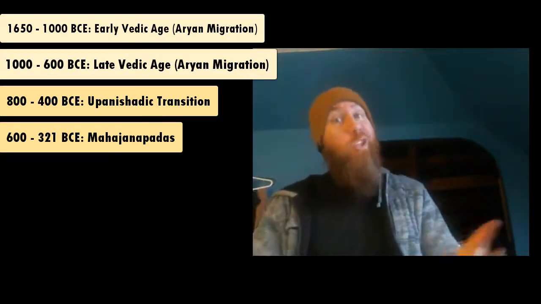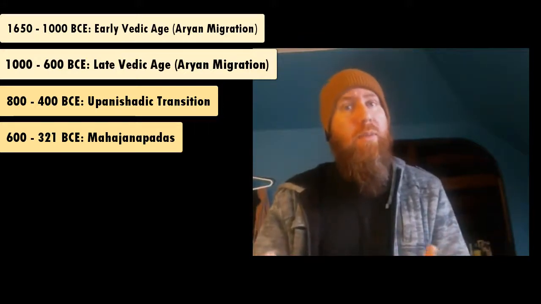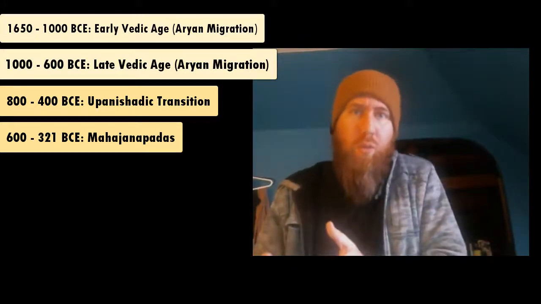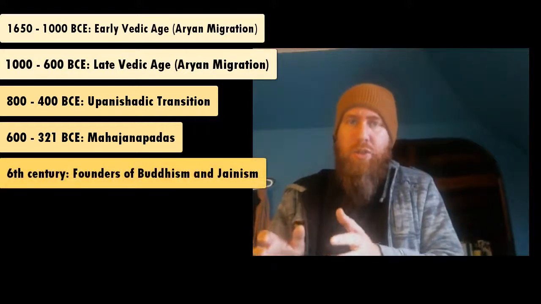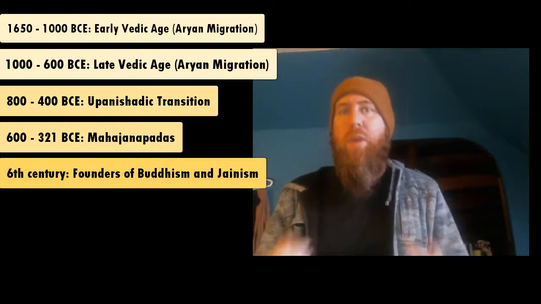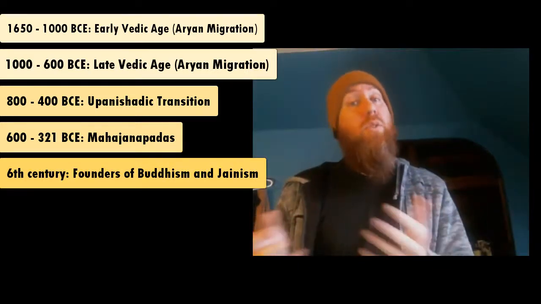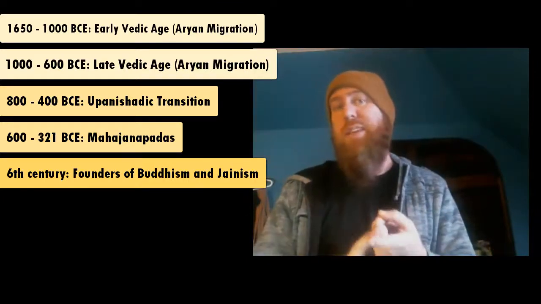Back to it though, just as the Hindu religion or the Proto-Hindu religion was starting to develop, we had an answer to it as well. Two other major religions, Buddhism and Jainism, appeared during the Mahajanapadic period, and these religions were emerging in response to a few factors. The rise of city life.